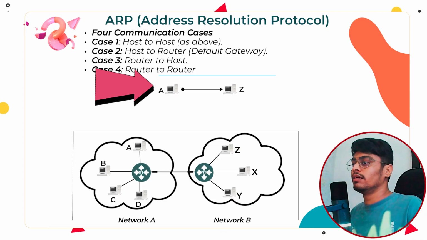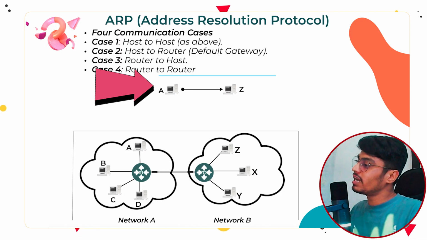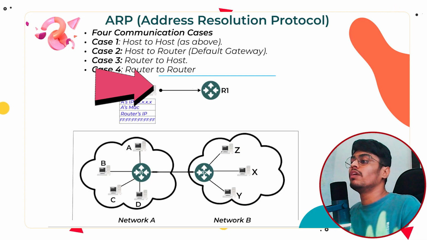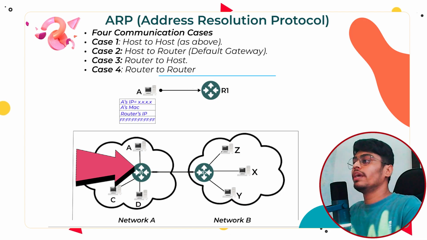So you know that you have the IP address of Z, because the IP address tells you the location, but the MAC address is the address of that machine. So in that case, A will first enter IP address of default gateway, but it doesn't have the MAC address yet. So A first sends a broadcast with its MAC address.